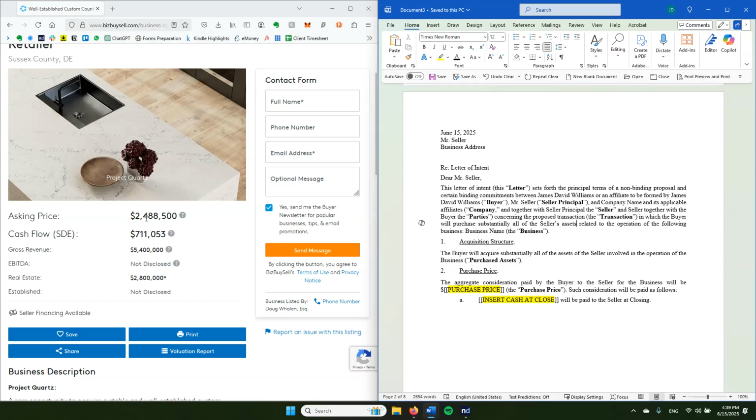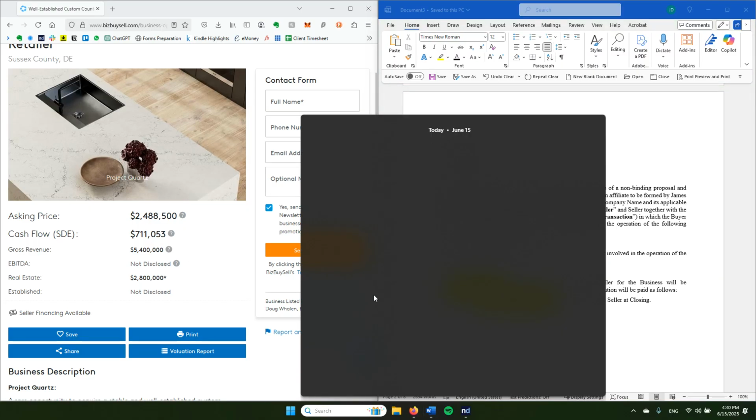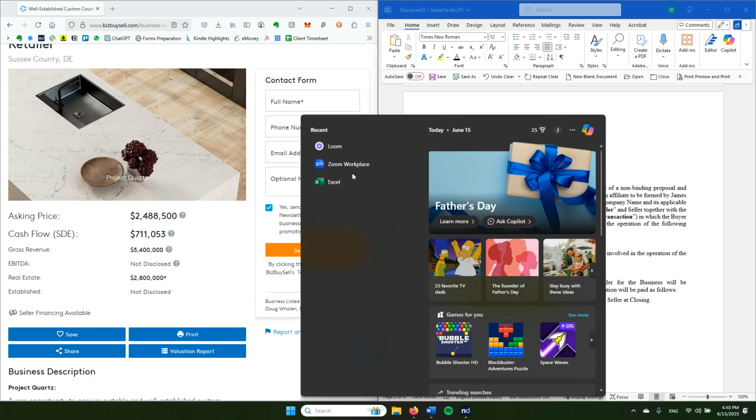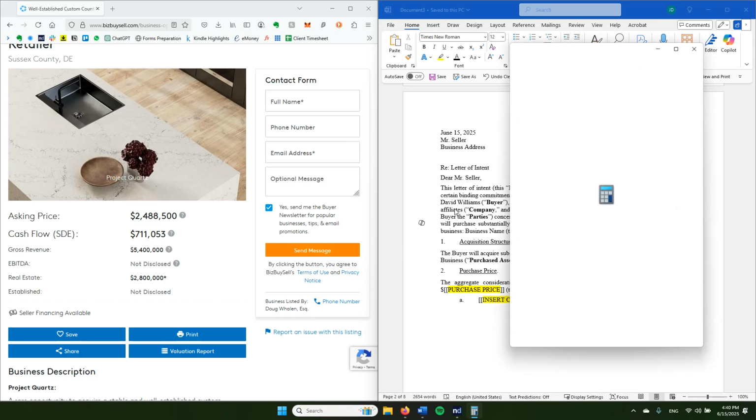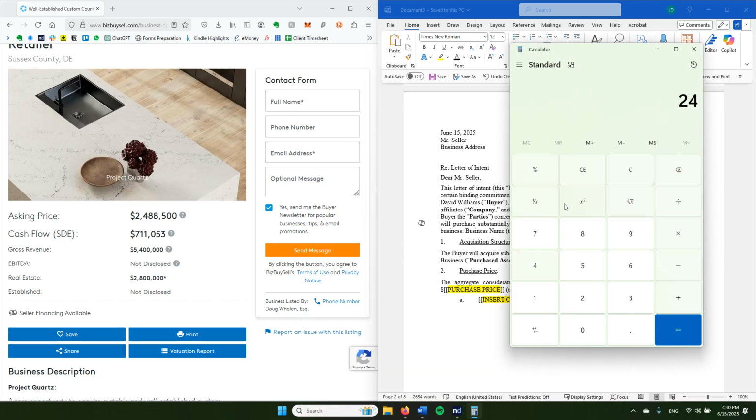All right, so we're going to come in. It's hard to know, but let's just get the calculator and see what this multiple is. 2488.5 divided by 711.53. So they're asking for more or less a 3.5 SDE multiple. But that seems a little bit high to me.